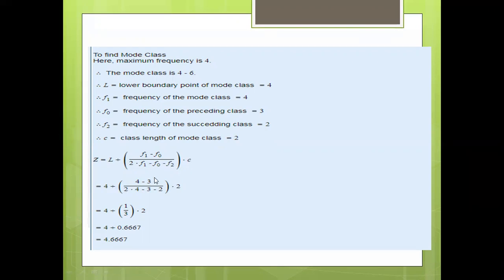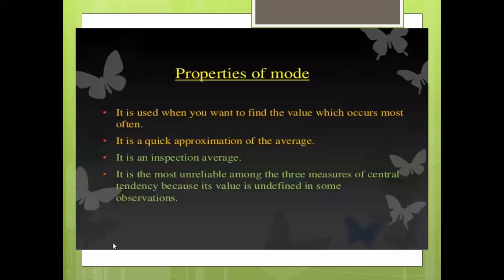Okay, so 4 plus 4 minus 3 divided by 2 into 4 minus 3 minus 2 into 2. So 4 plus 1 by 3 into 2, that is 4 plus. First, calculate this value. Then simply after simplification we get 2 by 3, which is 0.6667. Answer is 4.6667. So this is about mode for group data.